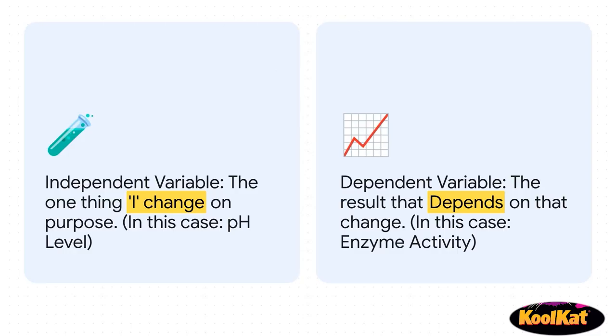And here is your absolute secret weapon for this: the 10-second trick. The independent variable is what I change. In this experiment, the scientists changed the pH level, right? The dependent variable is what depends on that change. The enzyme's activity totally depended on the pH. It's such a simple little mnemonic, but it makes these questions a total breeze.